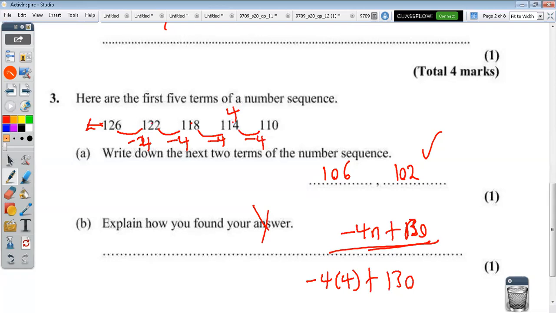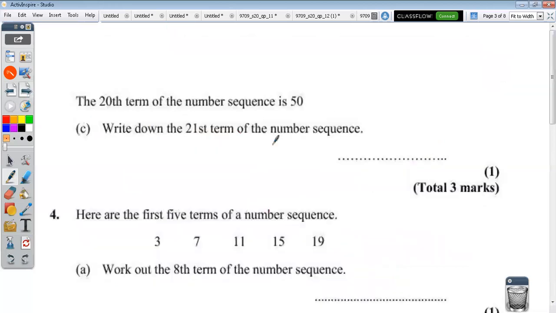Are we together there? Because n is simply your position. So you can find any term using this formula. If I say find the 500th term, because I now have the formula, I'll simply say minus 4 multiplied by 500 plus 130. I'm using this formula to find that term. Clear? That's why it's an important formula.